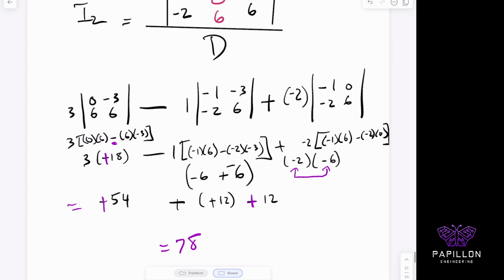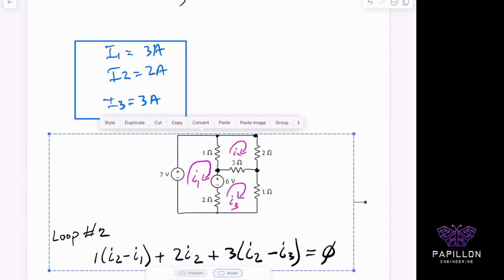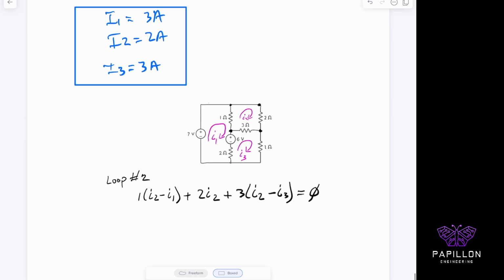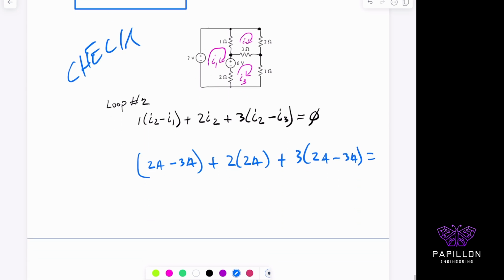And hopefully everything is 0, which I'm sure it will be, and then you put them all back in, and then you're free to solve and try this out. So here's a loop 2 equation. So if we plugged in our variables as part of our check, right? So for our check, we're just plugging in our numbers. So our 2 amps minus our 3 amps plus 2 times 2 amps plus 3 times 2 amps minus 3 amps hopefully equals to some value that's 0.